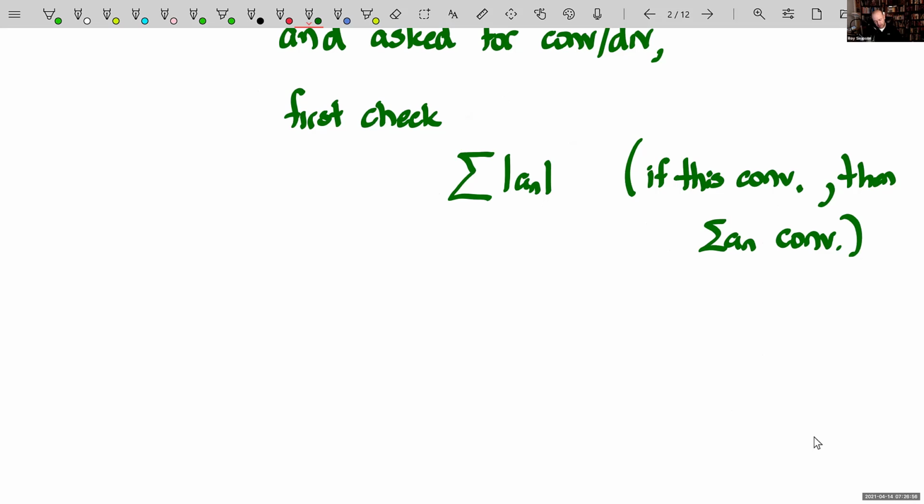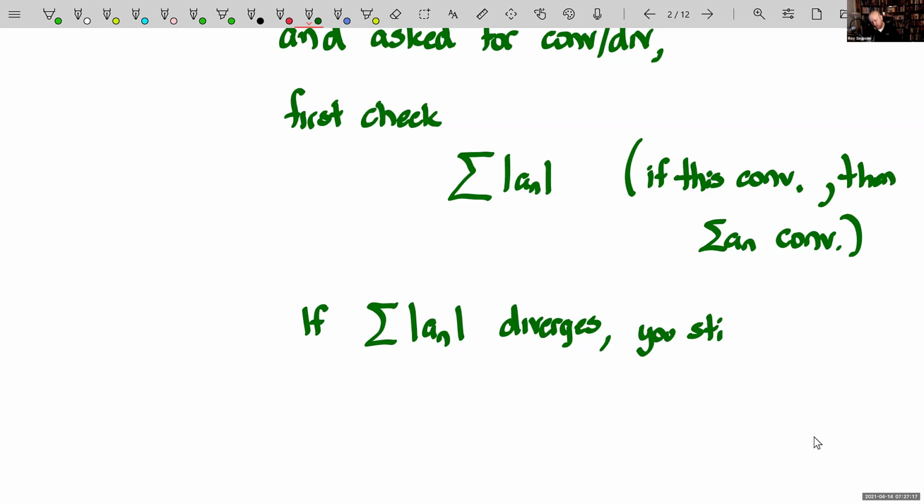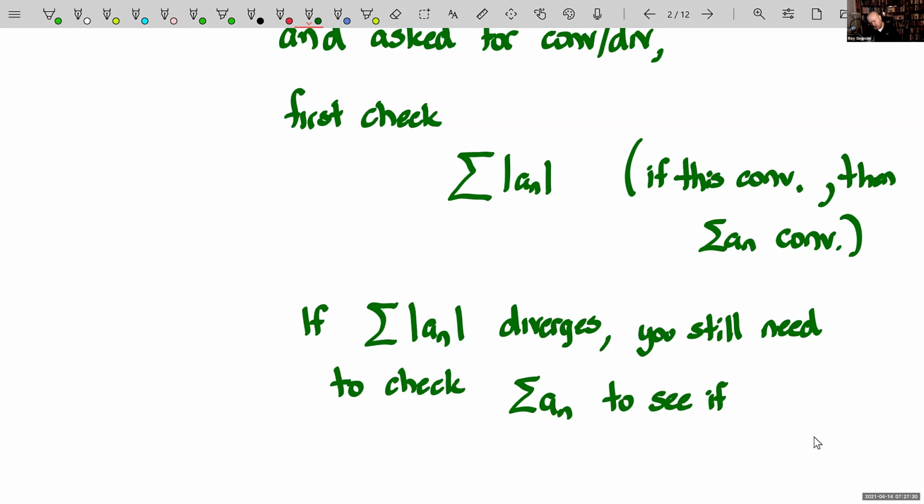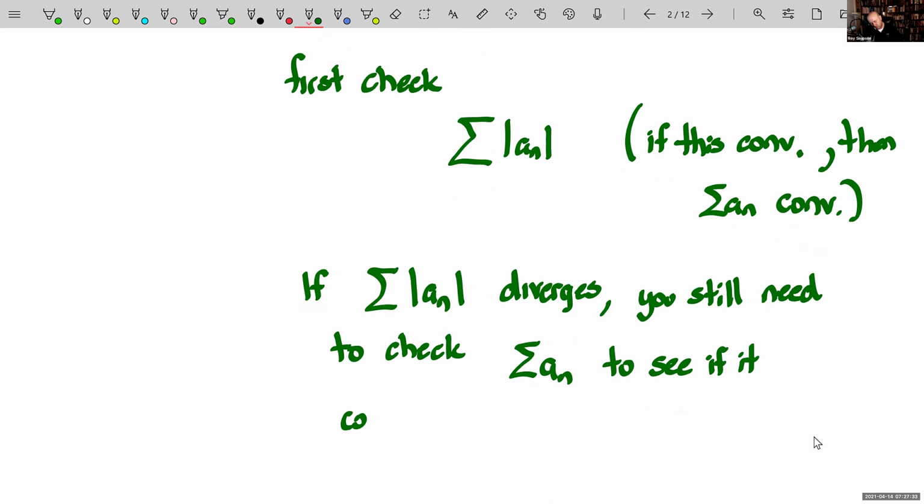If, on the other hand, that summation of the absolute values diverges, well, then you kind of have to remove the absolute values and recheck the original series to see if that does converge. So you still need to check the summation of a sub n to see if it converges conditionally.